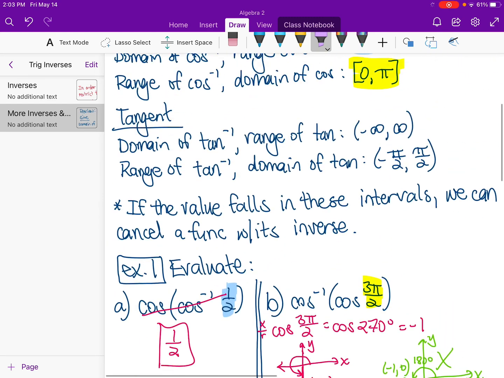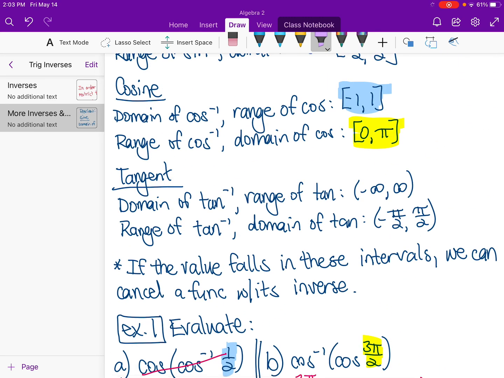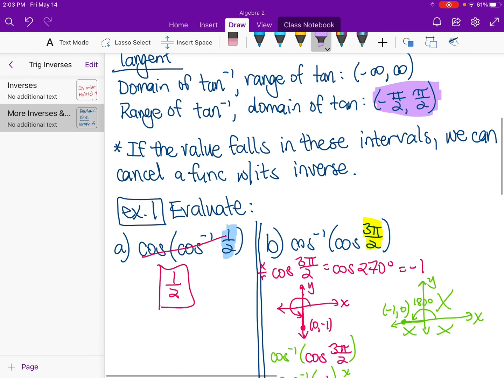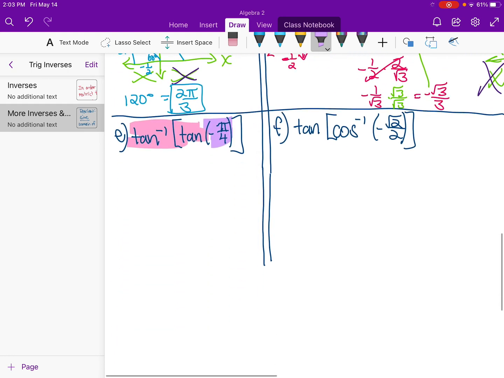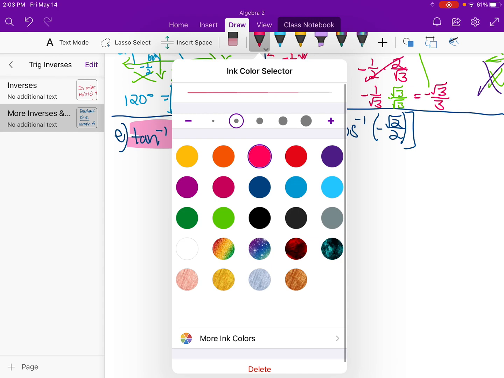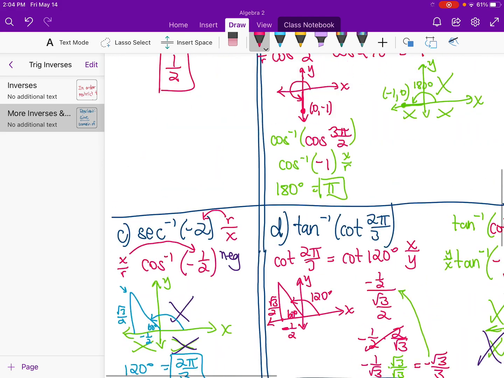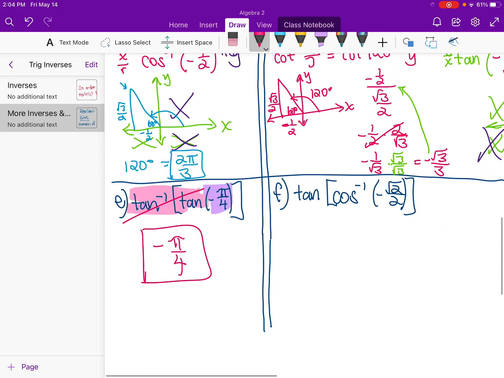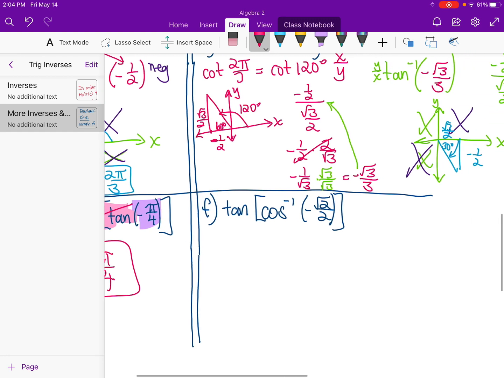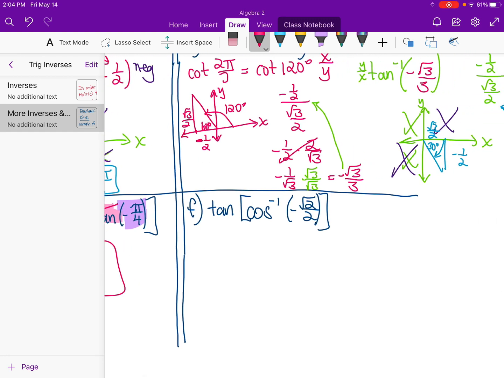So let's go back up. The domain of tangent is this. Is negative pi over 4 in that interval? Yes, it is. So, lo and behold, I can just cross these off and end up with negative pi over 4 as my answer. So you see how much easier that is if you memorize these? Otherwise, you got to go through all this work that we did in D. Now, these ones don't match, so we can't do the crossing off thing. So we're just going to do one more time.